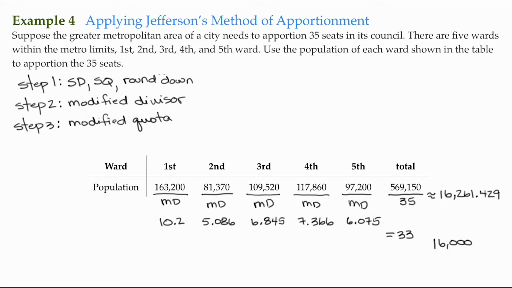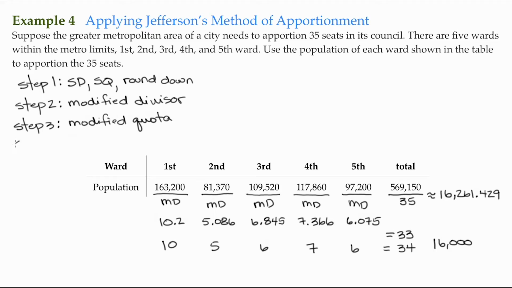Again, we round down. This rounds down to 10. This will round to 5, rounds down to 6, rounds down to 7, and rounds down to 6. 10 plus 5 is 15, and 6, that's 21, and 7 more, that's 28, and 6 more, that's 34. So a modified divisor of 16,000 gives us these modified quotas, which round down, they add up to 34. So we're still one left over.